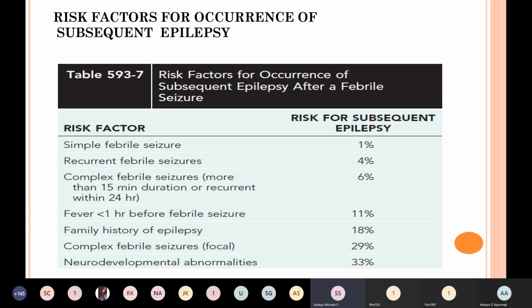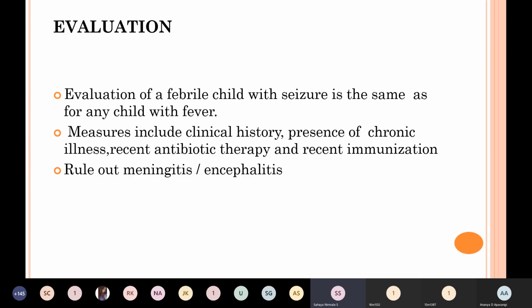If the fever was just less than 1 hour before the febrile seizure, then 11%. If there is a family history of epilepsy, the risk increases. For complex febrile seizures with focal seizure, the risk becomes 29%. And if the child has any neurodevelopmental issues, then the risk is 33%.